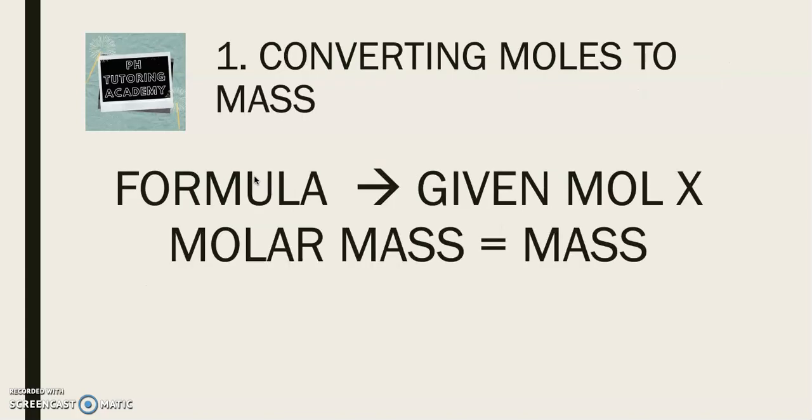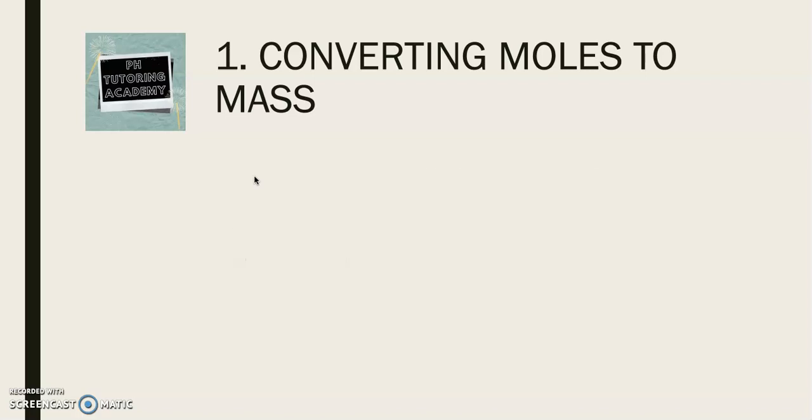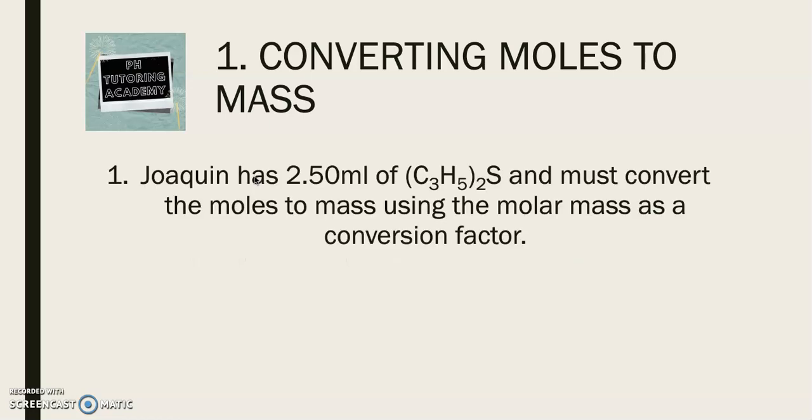So let's get started. The way you convert moles to mass is that you follow this formula: the given mole multiplied by the molar mass, and that will give you your mass. So problem number 1. Joaquin has 2.50 mol of C3H5)2S and must convert the moles to mass using the molar mass as a conversion factor.